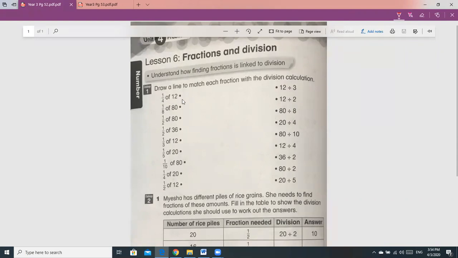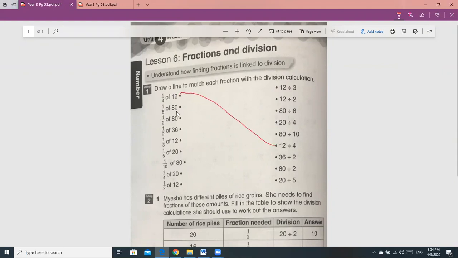Quarter of 12, how to answer it? With division. How to answer with division? I make this 12 divided by 4. To get any fraction of any number, I make division. I divide the number by the denominator, the number down. Let's divide it. 12 divided by 4. Where's 12 divided by 4 here? It's here. So I'm going to join it.